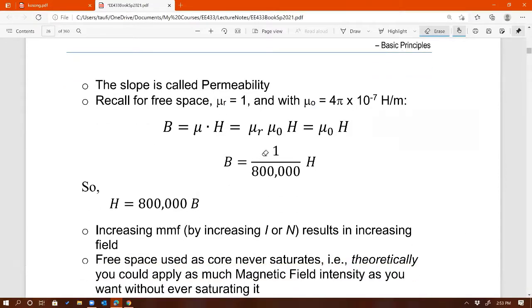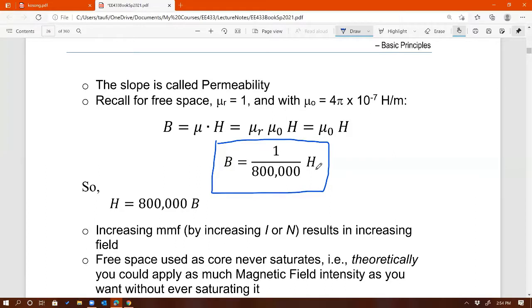And I think I also mentioned this earlier that 4 pi times 10 to the minus 7 is roughly 1 over 800,000, right? So here is the function, take a look at this function. It is a simple function, but I want you to take a look at this one. Air is pretty close to free space, but the equation for flux density B with respect to intensity is equal to 1 over 800,000 H, right?